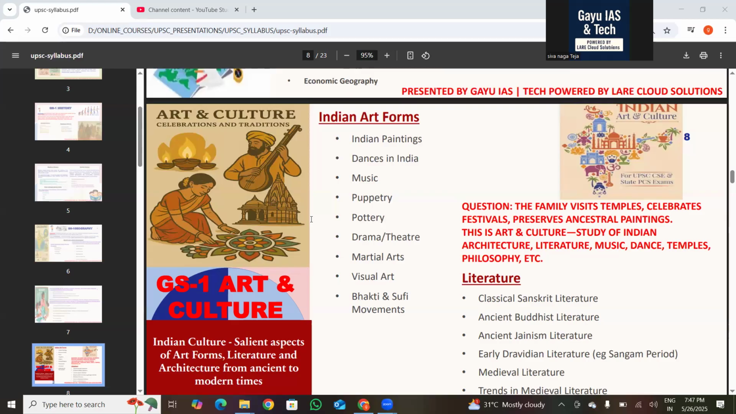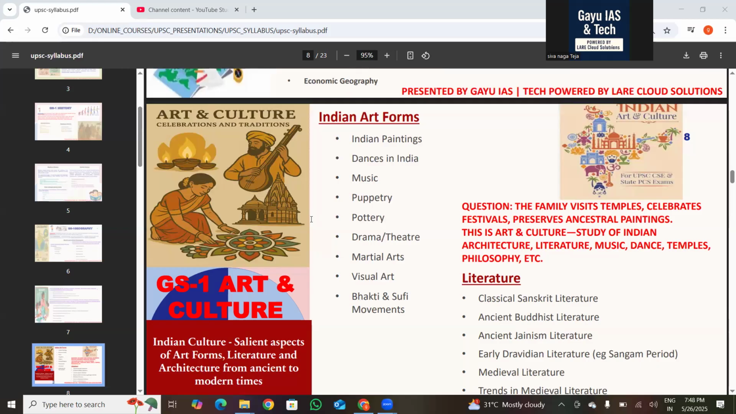Here, for art and culture, the mnemonic was like this: Artistic dancers paint melodies, puppets perform dramas, warriors sculpt legacies, saints pen stories, building heritage through ages. Once again, I will repeat the mnemonic. With this very important mnemonic, we can decode the syllabus. The whole syllabus is under it. Artistic dancers paint melodies, puppets perform dramas, warriors sculpt legacies, saints pen stories, building heritage through ages.